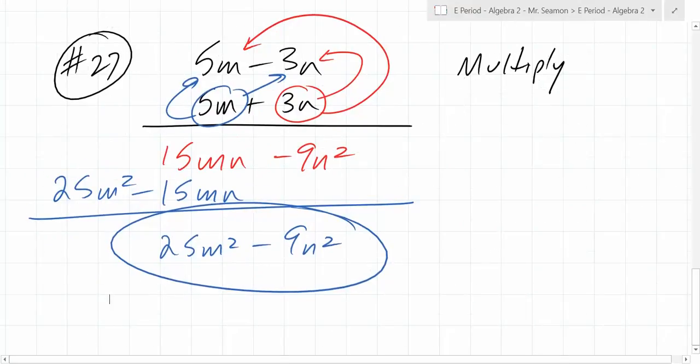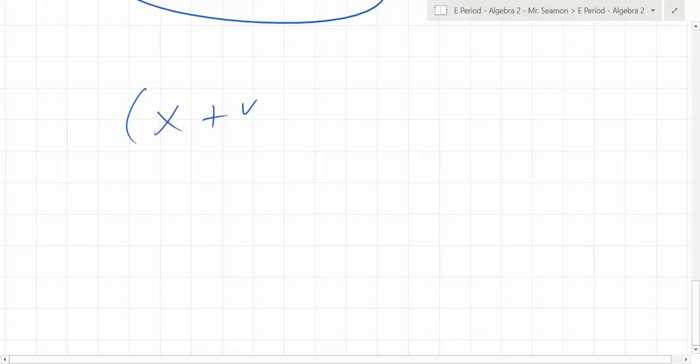Yeah, 42 is really good. It says, explain why the product of the sum and difference of two terms is not a trinomial. Okay, what's the sum of two terms? Label them for me. What do you want the two terms to be? X and Y. This is the sum of X and Y.